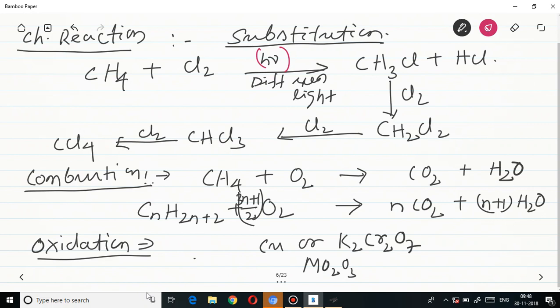Now again if I react Cl2 with this compound, it will become CH2Cl2. Again you can see that the replacement is happening. If I react with Cl2 again, it will become CHCl3 and again with Cl2, CCl4.